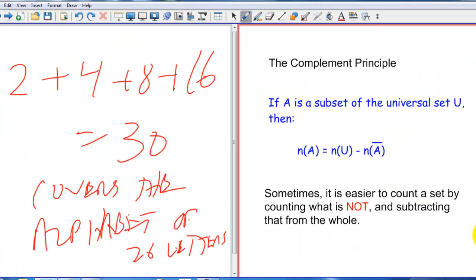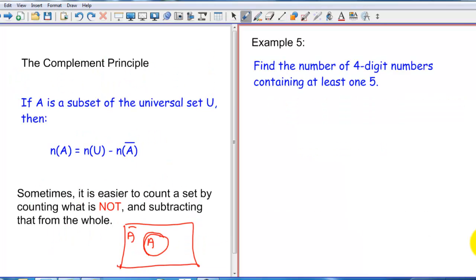So here comes the complement principle. If A is a subset of the universal set U, then the number of elements in A is the number of elements in U minus the number of elements not in A. So sometimes it's easier to count a set by counting what it's not, and then subtracting that from the whole. So you've got your set A here, here's not A out here. It looks like it might be easy in this diagram to count A, but sometimes the set of not A is smaller. So find the number of 4-digit numbers containing at least 1 5.